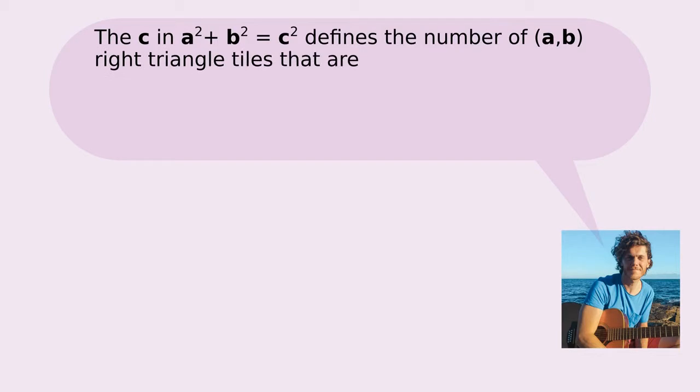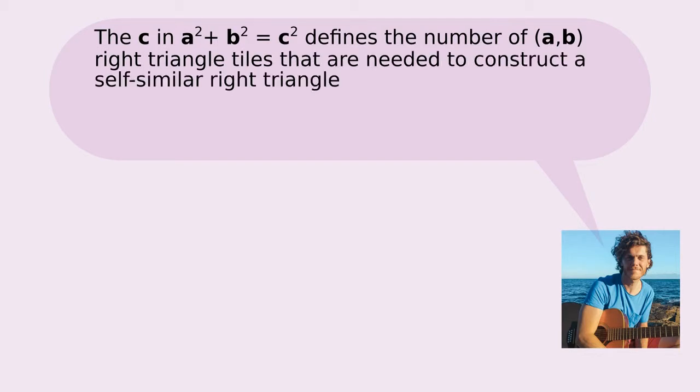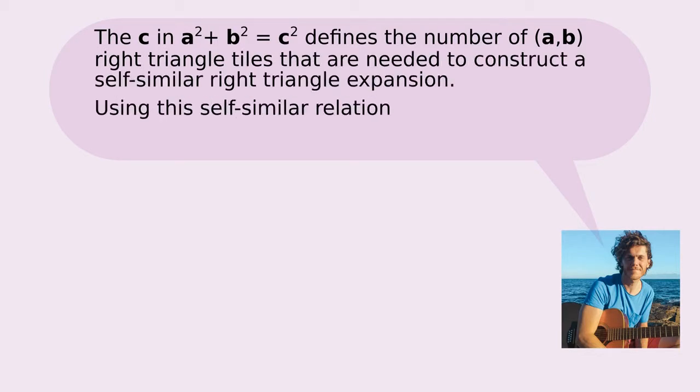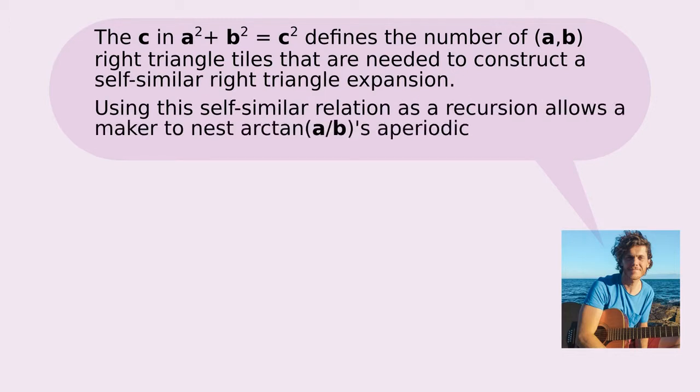The C in A squared plus B squared equals C squared defines the number of AB right triangle tiles that are needed to construct a self-similar right triangle expansion. Using this self-similar relation as a recursion allows a maker to nest arctan AB's aperiodic spin within the expansion.